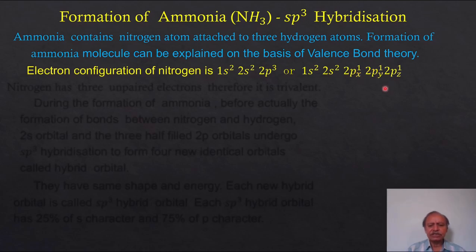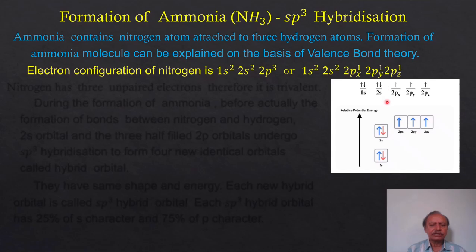You can see this diagram showing the filling up of electrons. This is the 1s orbital, which has a lower energy than the 2s orbital. Both the 1s and 2s orbitals have 2 electrons each. Now these are the 2p orbitals, having slightly more energy than the 2s orbital. These 3 remaining electrons are filled in the 2p orbitals according to Hund's rule.